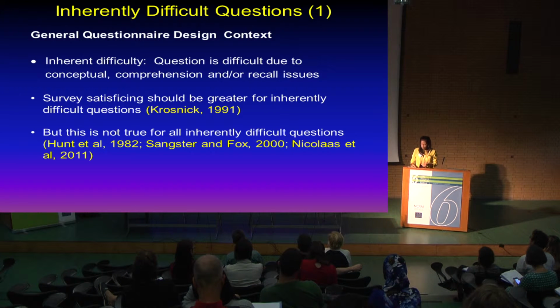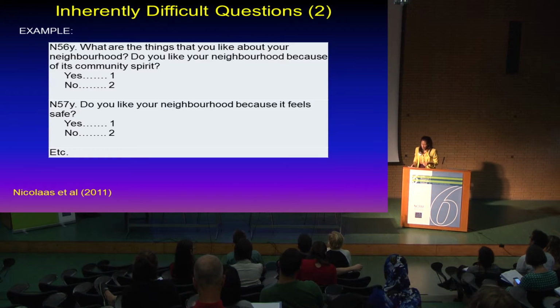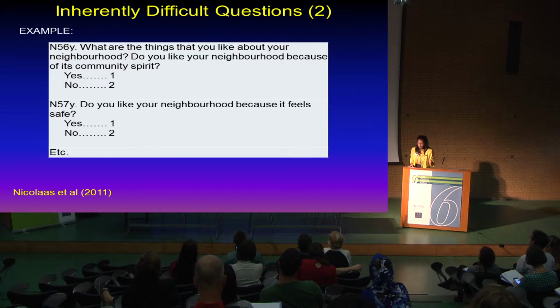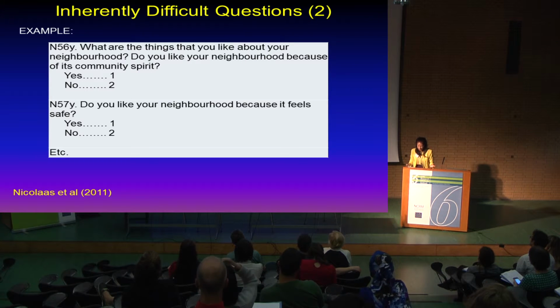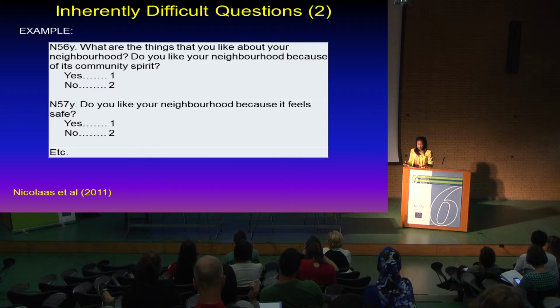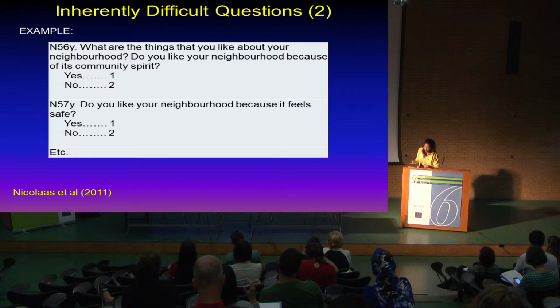And I'm just going to give you an example. So looking at this, what are the types of things that you like about your neighborhood? Do you like the neighborhood because of its community spirit? Now, we can all see this as a horrible question because it makes several assumptions. First of all, that respondents like their neighborhood. Second, that the given characteristics, because there's several of these, actually apply to the neighborhood. And if it applies, that it's something that the respondent actually likes about their neighborhood.